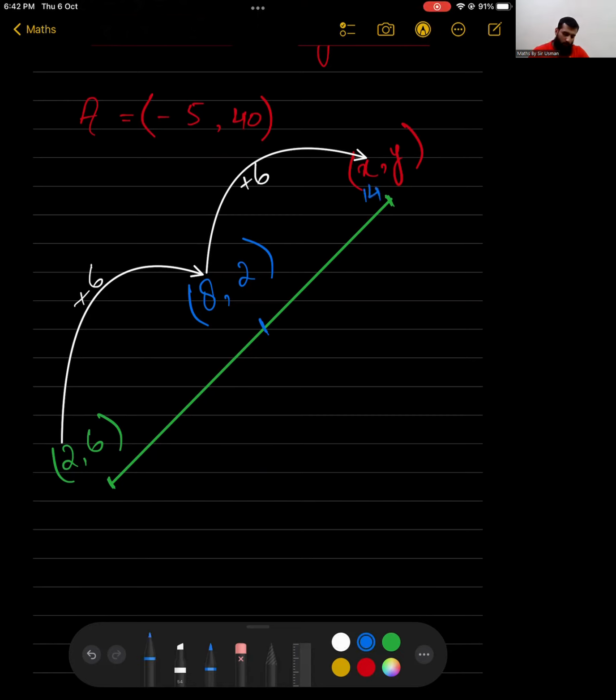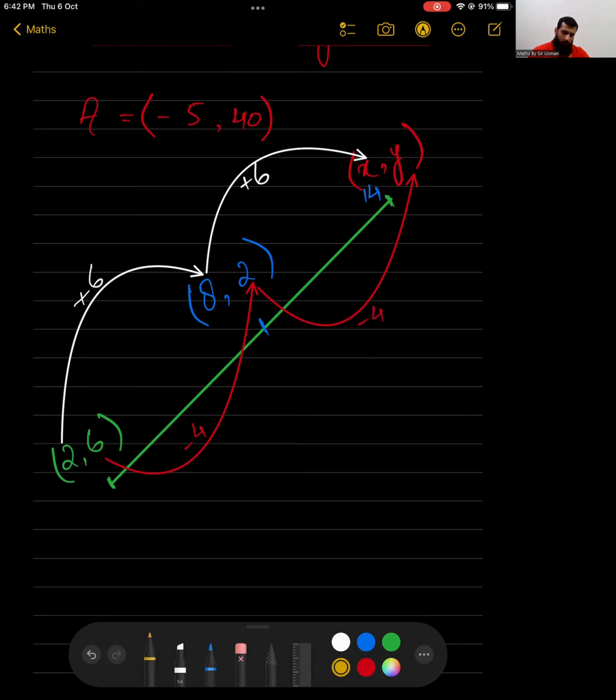Now for the other point, which is the y coordinate, you are moving from 6 to 2. What are we doing over here? What are we adding or subtracting? Yes, can anyone of you guess? Subtracting 4. Very good. तो हमने आगे की तरफ जाते हुए भी क्या करना है? Subtraction करना है by 4.